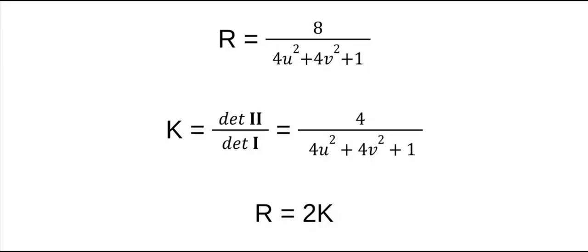Okay, so here's what we were after. The Ricci scalar is given as this, parameterized in u and v. And in the first video, we calculated the Gaussian curvature, which was 4 over the same denominator. So of the few surface parameterizations I've studied, it turns out that the Ricci scalar is always 2 times the Gaussian curvature. Is that true for all surfaces? I don't know. I've only done a few, but it turns out that it was.